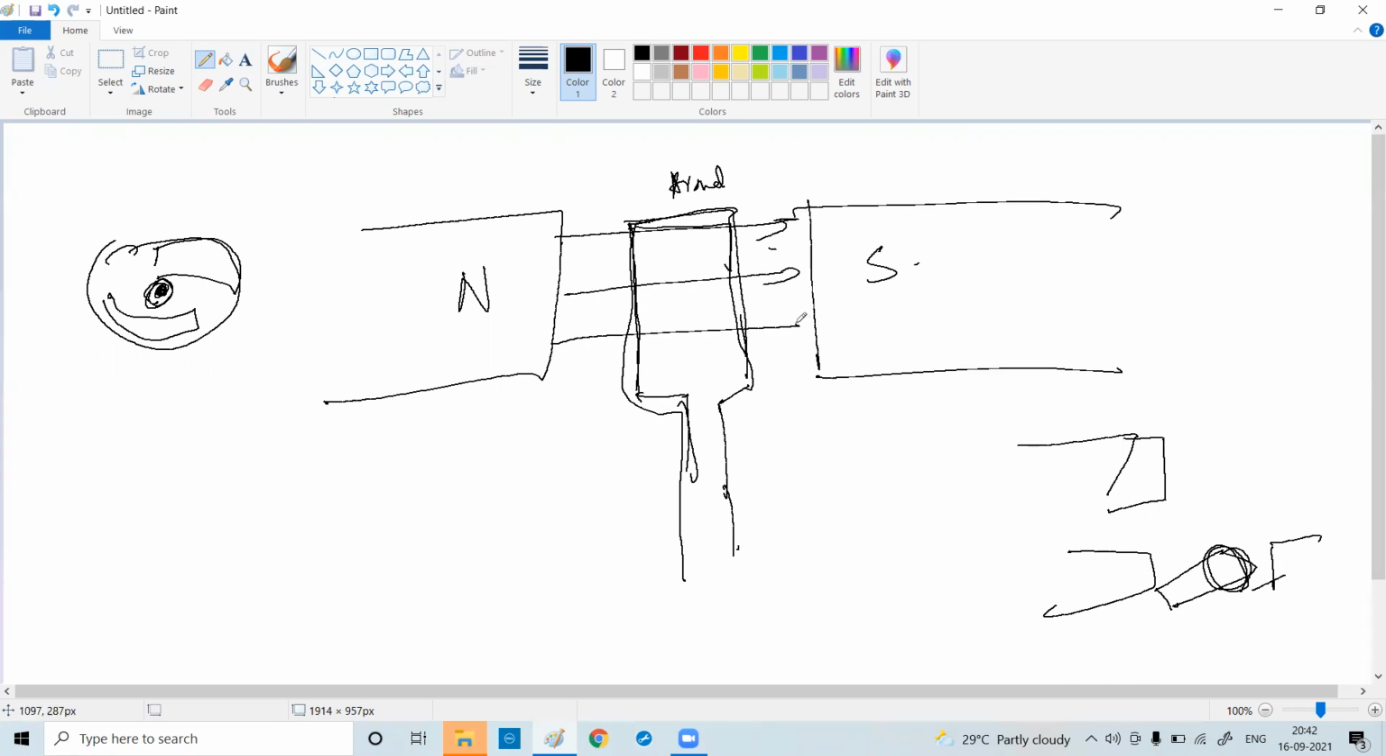In this direction, yes or no? Current is going like this, so current is in this direction. First, let us consider A, B, C, D. Let us consider AB. In AB, current is in the upward direction. Yes or no?